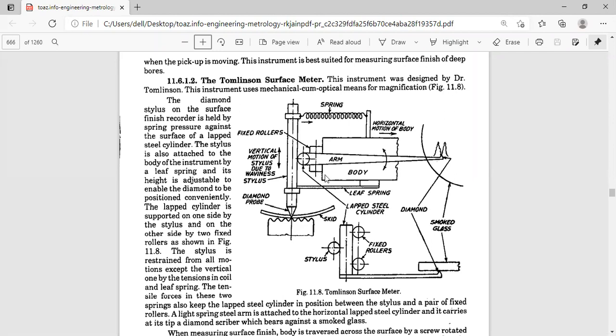This is a fixed roller and this is a lapped steel cylinder, shown in this view. The diamond stylus is held by spring pressure, here a coil spring, against the surface of the lapped steel cylinder. This stylus is also attached to the body of the instrument, this is the body of the instrument, by a leaf spring.